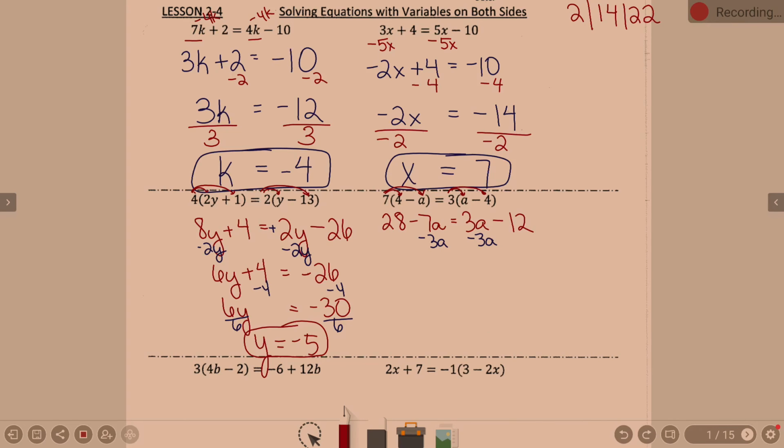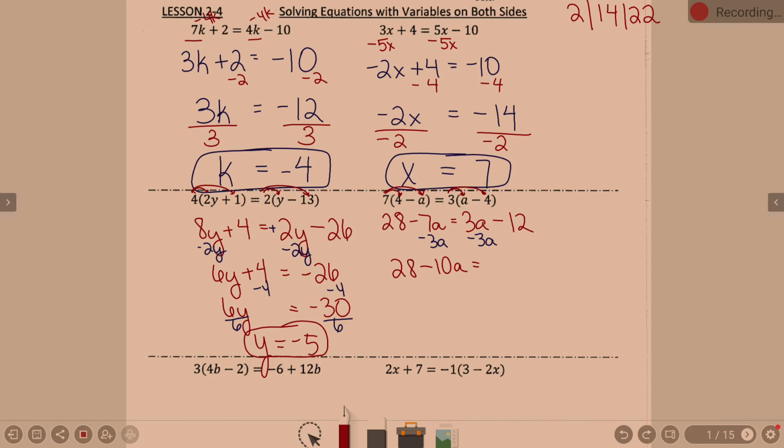Now, I know it's kind of in backwards order, but that's okay. The 28 will carry down. Negative 7A minus 3A. No, I think you forgot your negative on the 7. Negative 7 minus 3. Oops. If it's negative 7 minus 3, what do you get? 10? What kind of 10? Negative 10. Oh, I did that wrong then.